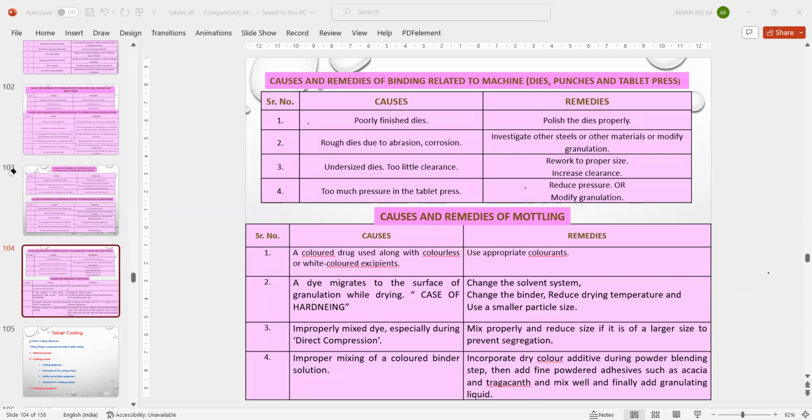Then the mottling. Mottling, as we discussed in yesterday's class, is an uneven distribution of color on your tablet. And what is the reason behind mottling? I told you in yesterday's class. What is the reason behind mottling?